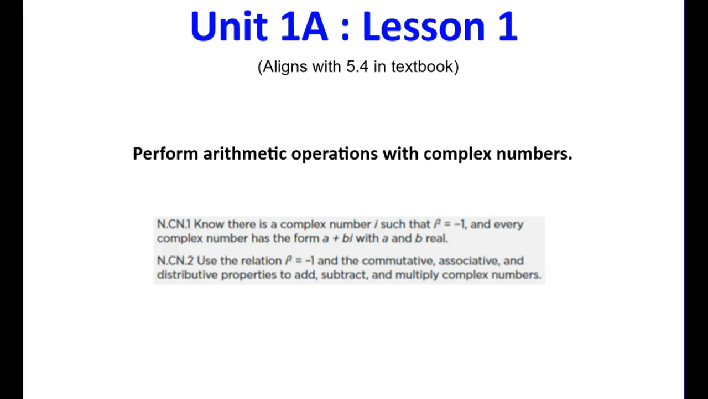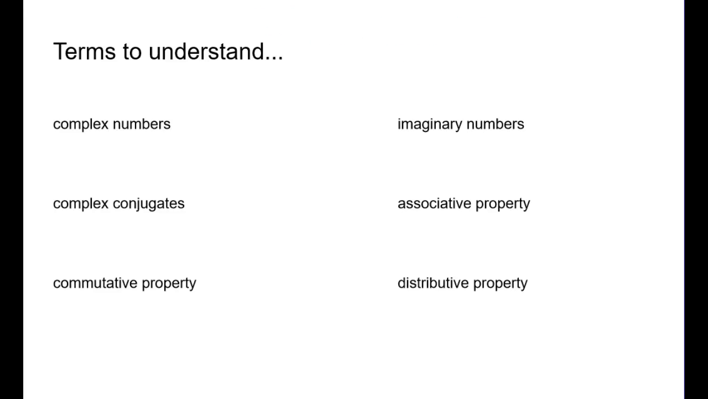The second standard: use the relation i squared equals -1 and the commutative, associative, and distributive properties to add, subtract, and multiply complex numbers. There are a few terms you need to be familiar with in order to understand this lesson. The first one is a complex number. Complex numbers account for every single number we work with, whether they are real or imaginary. That brings us to our next term, imaginary numbers. This is going to involve that letter i that stands for an imaginary number, the square root of -1. Complex conjugates, we'll discuss that later in this lesson.